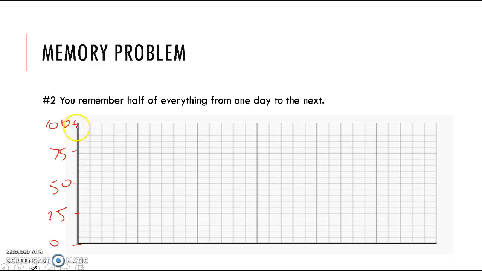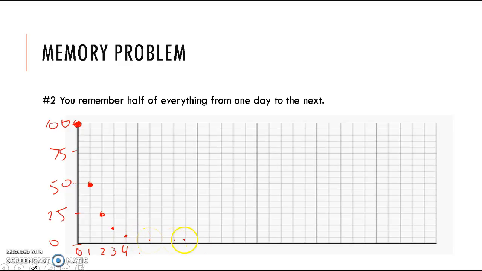So let's say on a given day you're taught 100 things, or 100 things happen to you. That's day 1, or at the beginning. After 1 day, you only remember half of that. So on the second day, you remember half of that, which is 25%. On the third day, you remember half of that, which is 12.5%. On the fourth day, you remember half of that, which is, let's see, 6.25%, something like that. And so it just keeps cutting in half and half and half and half.